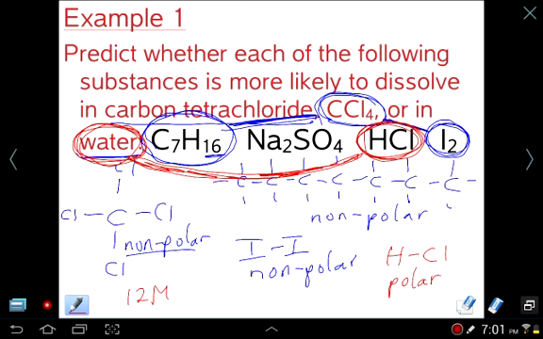And then finally, sodium sulfate. Because this guy is ionic, ionic substances will dissolve in water, as long as, if you recall, the solubility rules allow it to get dissolved. So this one is also soluble in water. A bit messy here, but I think we can see the correlation. Essentially, like dissolves like.